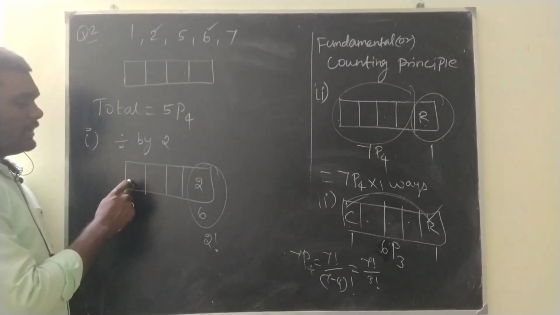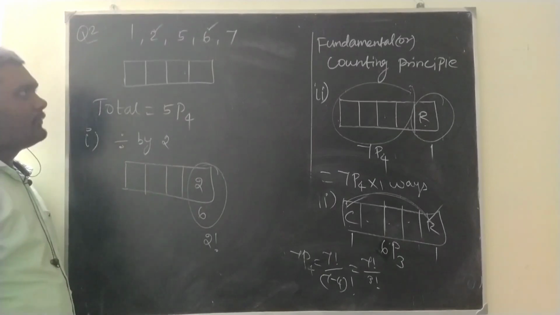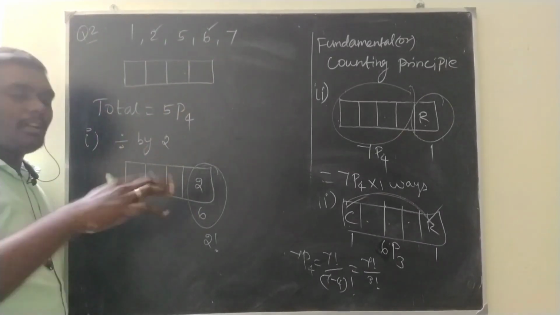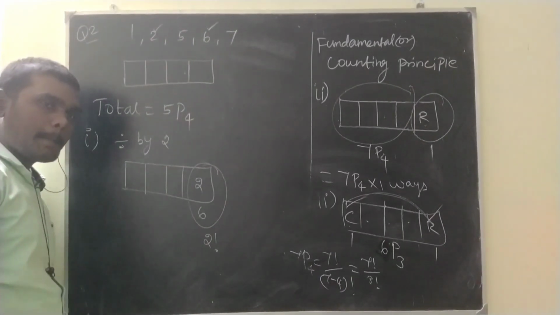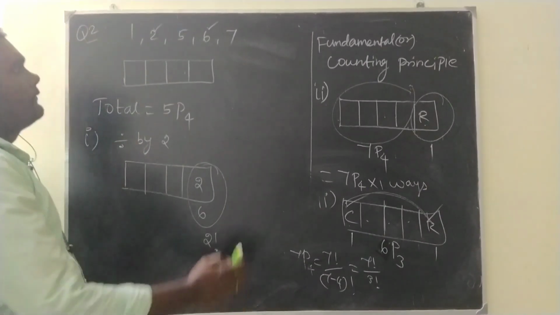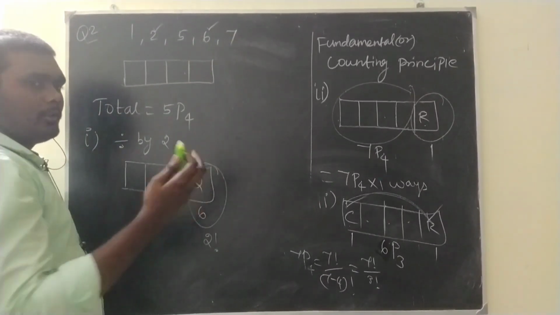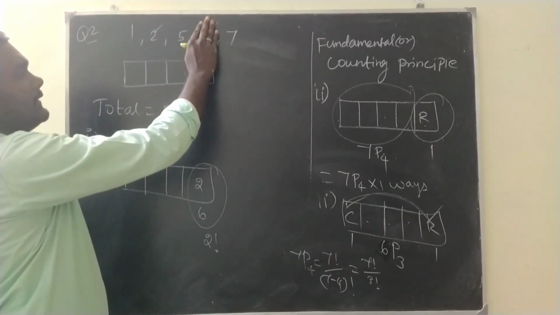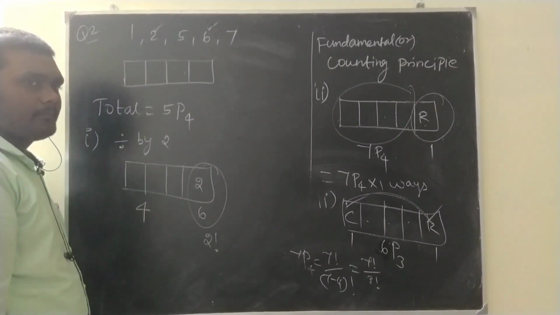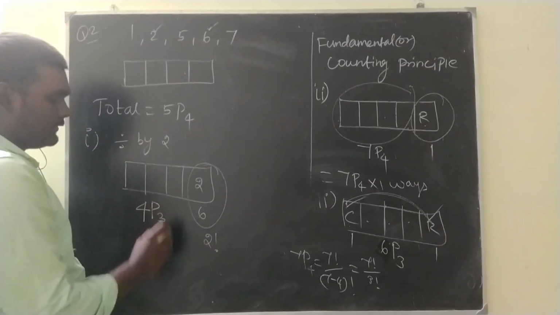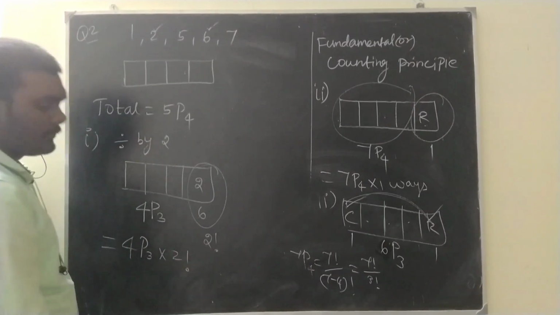Then remaining, how many digits do we need? 3. That 3 has to be chosen from, see, either 2 or 6, any one number chosen already. So the total number will reduce to what? 1, 2, 3, 4, 5 numbers given. We already allotted one number. We don't know which number it is. Consider it is 6. Remaining 4 numbers. From 4 numbers, how many numbers should you take? So 4p3. The required number of ways is 4p3 into 2 factorial.